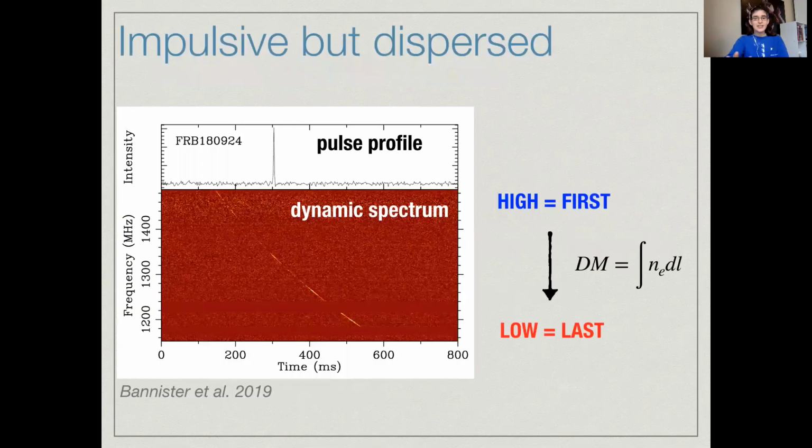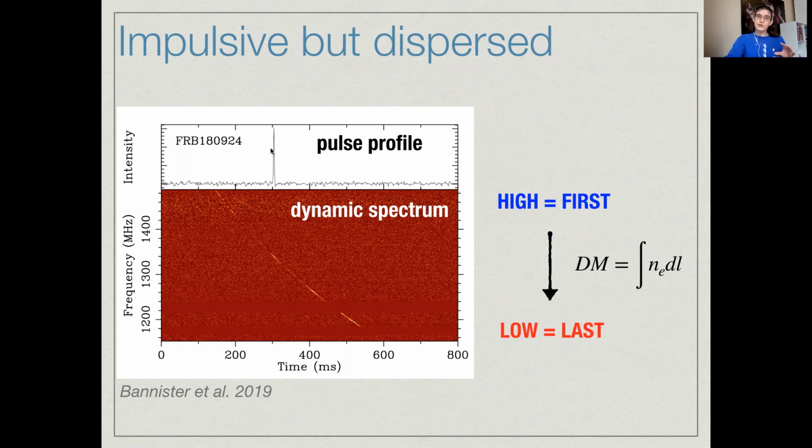As the name suggests, FRBs are short duration, of order micro to milliseconds. They're bursty and they emit in the radio. So they're impulsive and have variable widths, but they're also dispersed. We can see that in the plot here, where we have a dynamic spectrum in the lower panel. So that's frequency versus time versus intensity in color. And then we have the pulse profile in the top panel.